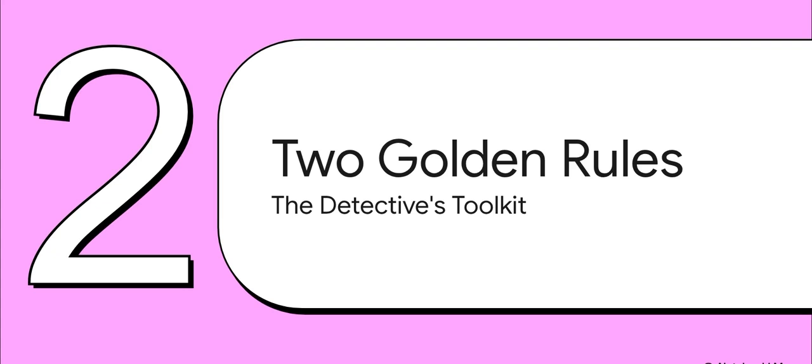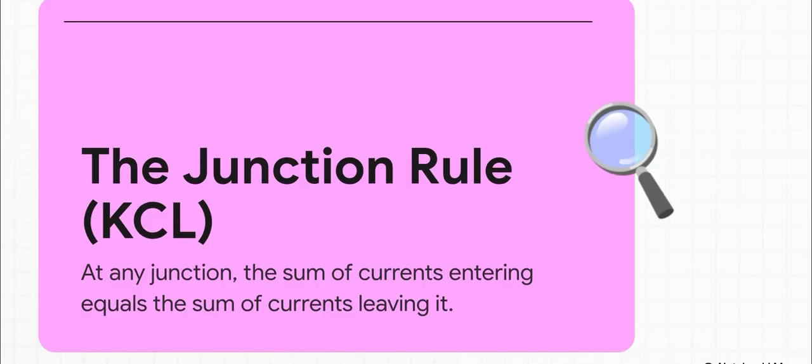Well, we need a detective's toolkit. And for circuit analysis, that toolkit comes from a physicist named Gustav Kirchhoff. He came up with two beautifully simple golden rules that can untangle any circuit, no matter how complex it looks. Okay, rule number 1 is the junction rule. And this one is so intuitive.